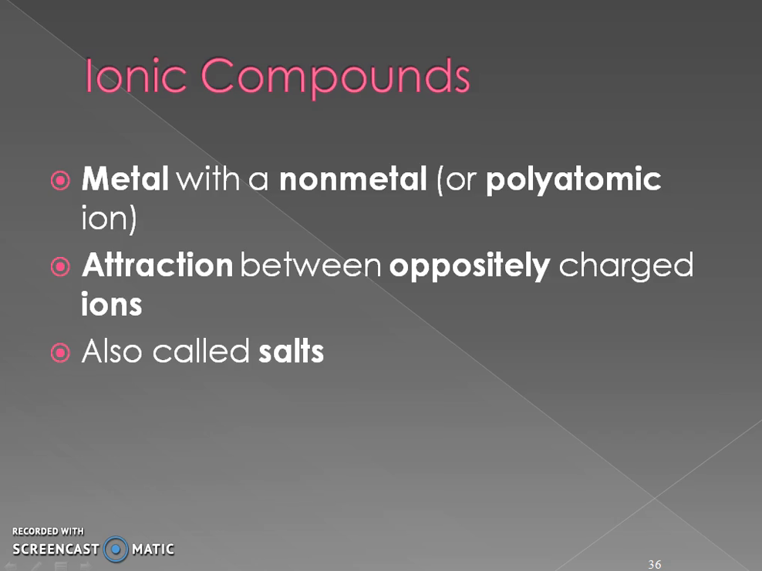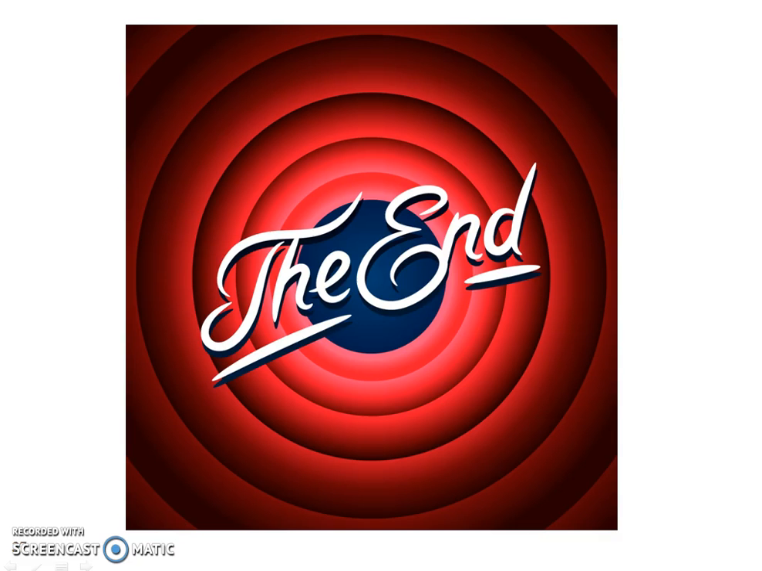So ionic compounds, just as a brief reminder, is a metal with a nonmetal or a metal with a polyatomic ion. Remember that because they have positive and negative attractions, they're oppositely charged, so they're attracted to each other. They're also going to be called salts, so we're going to keep that in mind. Sometimes we refer to these ionic compounds as salts.